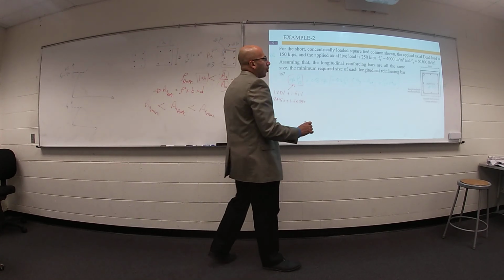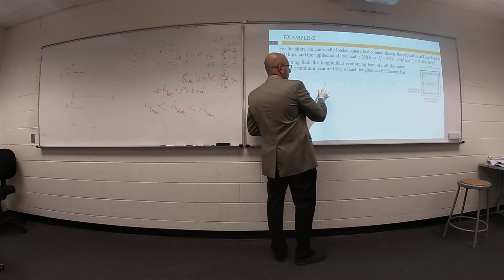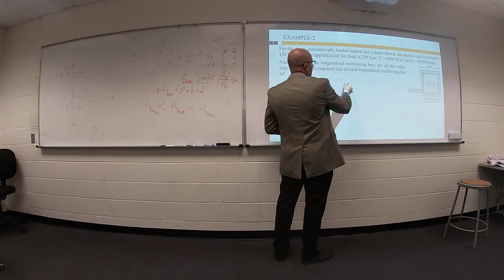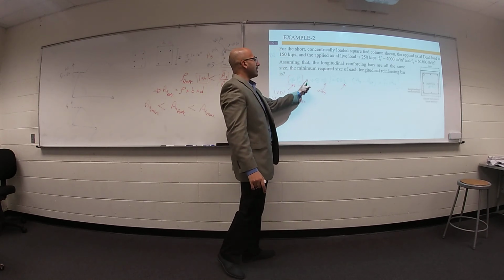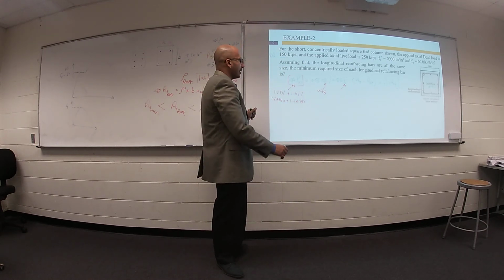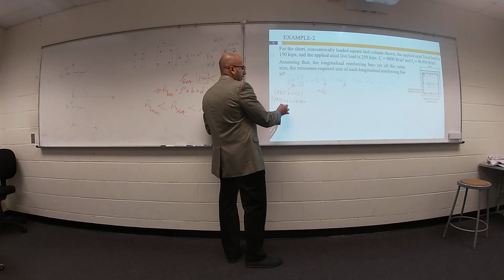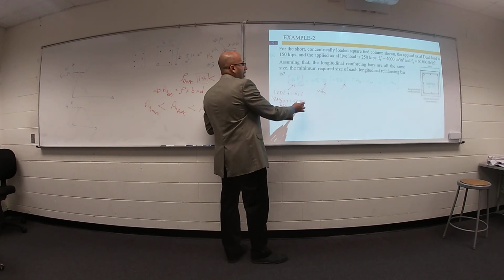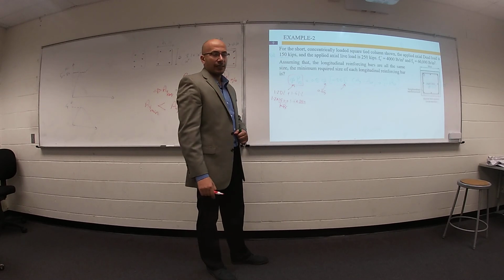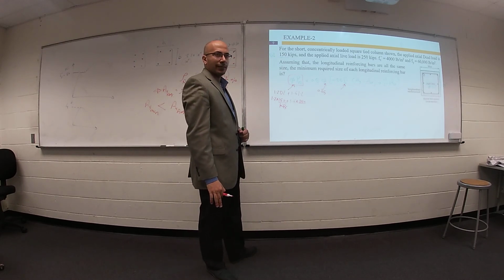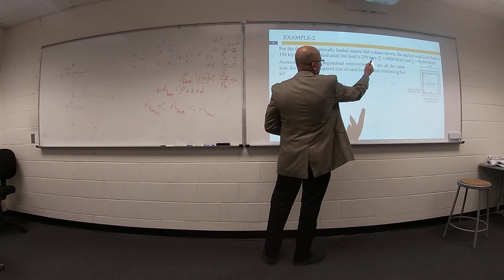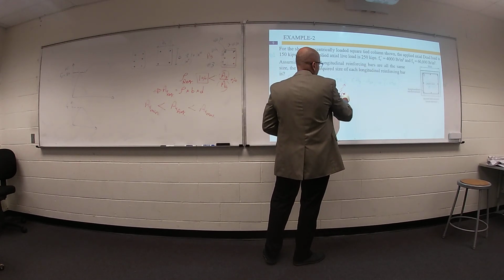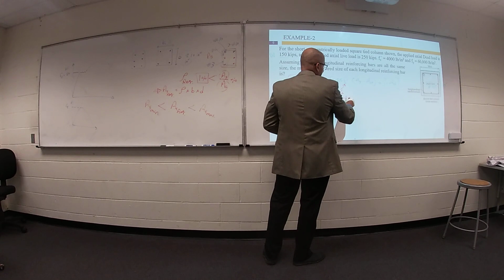Phi for a tied column equals 0.65. F'c is given. Be careful: this side of the equation is in units of kips, because 150 and 250 are in kips. So keep everything in kips, okay? So f'c, which is 4,000, will be 4 kips per square inch.